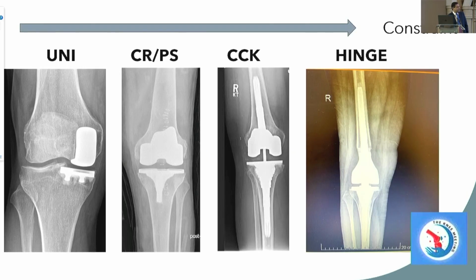So this is the uni, CR, PS, and CCK, and then hinge. Obviously you don't need any sort of mediolateral support for a hinge. You get a lot of constraint in a condylar constrained knee, CCK. CR is cruciate retaining, PS is posterior stabilized, and uni we all know.